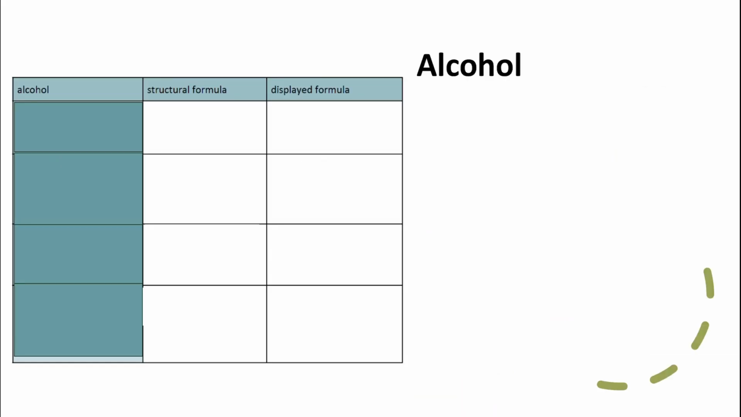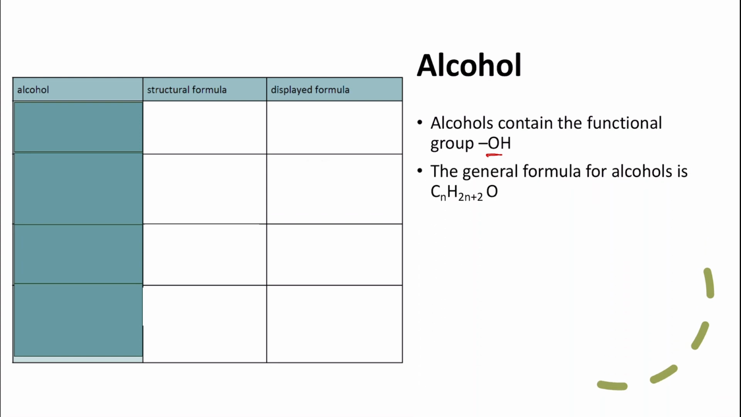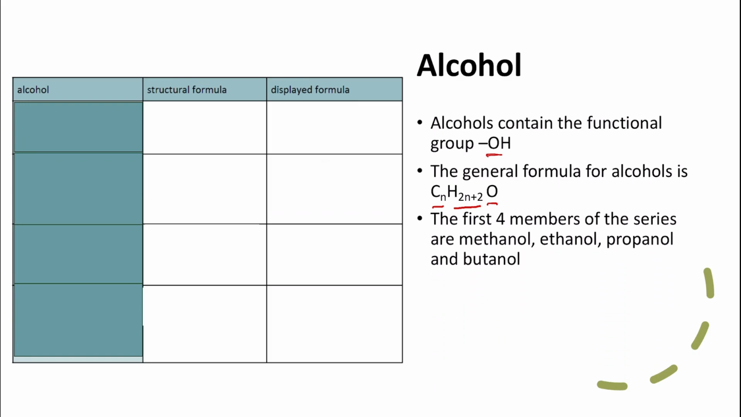In this video, I'm going to talk about alcohol structure and naming. Alcohol is another series of organic compounds that are different from hydrocarbons. They are not hydrocarbons because they contain oxygen as well. The functional group of alcohols is the OH. The general formula for alcohol is CnH2n+2O, so they have an extra oxygen.